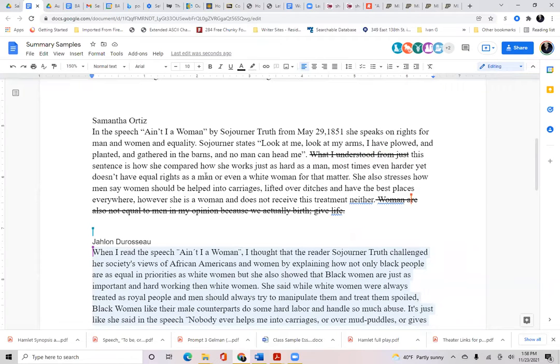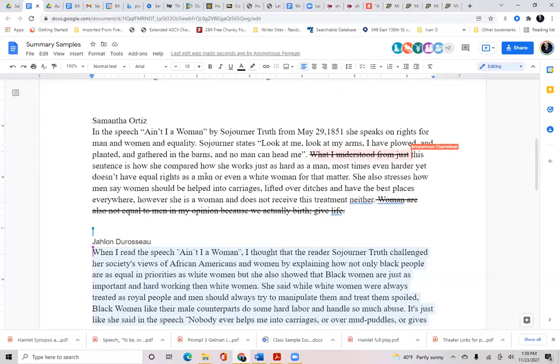This sentence is how she compared how she works just as hard as a man, most of the times even harder, yet doesn't have equal rights as a man or even a white woman for that matter. She also stresses how men say women should be helped into carriages, lifted over ditches, and have the best places everywhere. However, she is a woman and she does not have this treatment either.